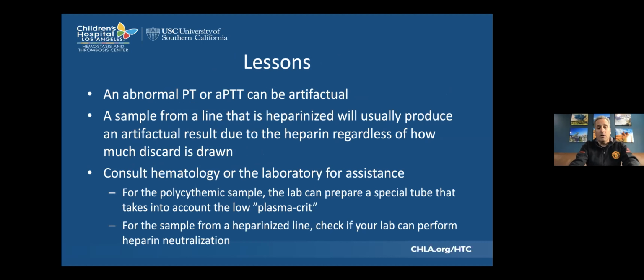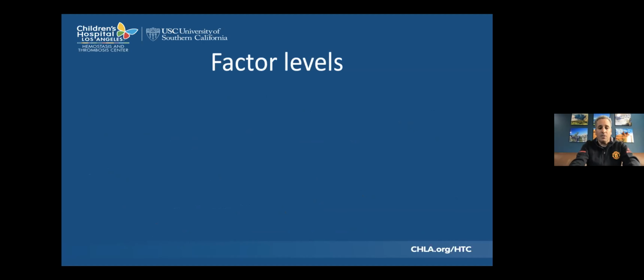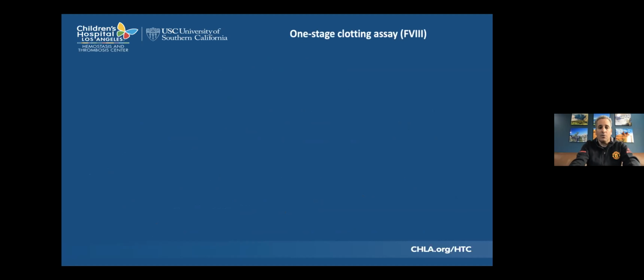And then you can consult the hematology lab, consult hematology or the lab to help you. And for the polycythemic sample, they can give you a special tube. And if you don't have heparin neutralization in your hospital, you should definitely talk to them about getting that. But I suspect many of you in big academic centers already have that. Okay, last bits, fairly briefly, factor levels.